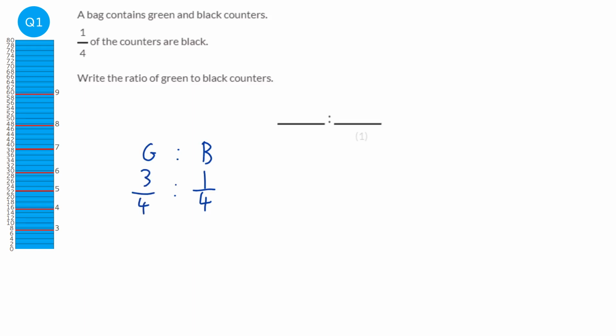And what we can do here is, on both sides of the ratio, just times it by 4. So 3 divided by 4 times 4, because over 4 just means divided by 4, just gets rid of the fraction. And 1 divided by 4 times 4 is just going to be 1. Now this might surprise some people because they will probably think it's a ratio of 4 to 1. But we can show here that it's a ratio of 3 to 1.